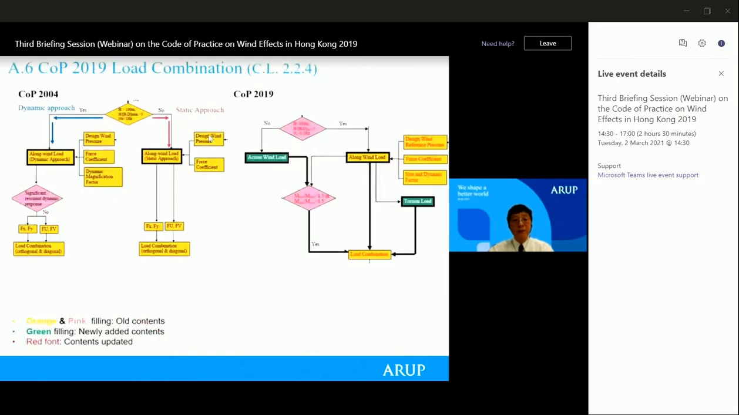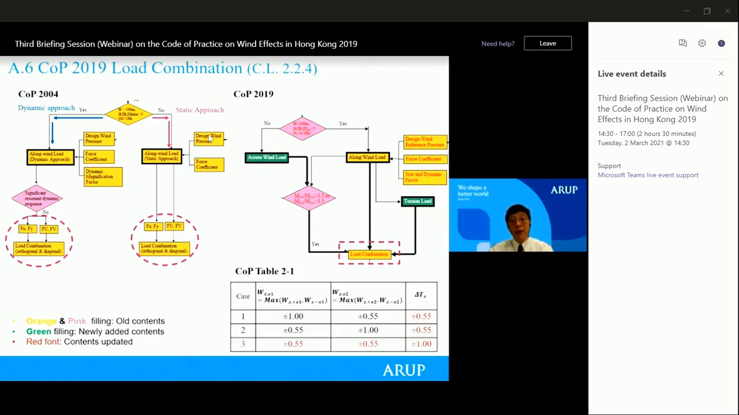And after we get the force components, we can now use the load combination in the new code to calculate the overall effect. In the old 2004 code, you needed to calculate the 2 orthogonal directions and also then the diagonal component of the wind load. In 2019, this is simplified such that you only need to calculate the 2 orthogonal directions and apply the combination in Table 2-1 to work out the envelope of all the load combination cases.